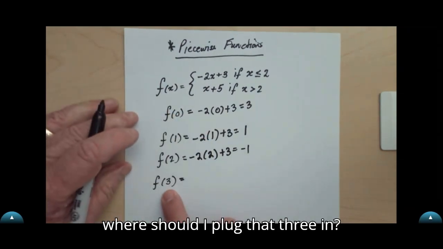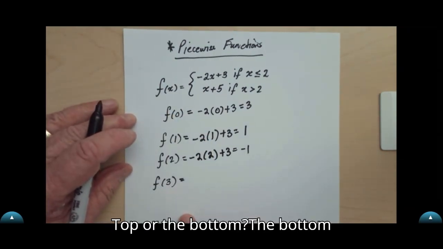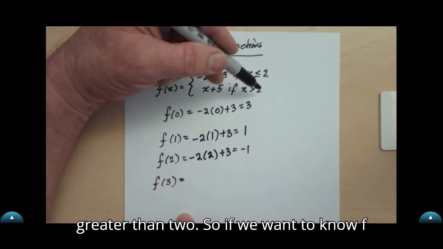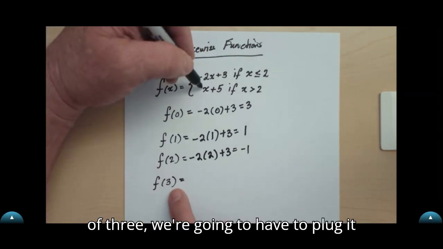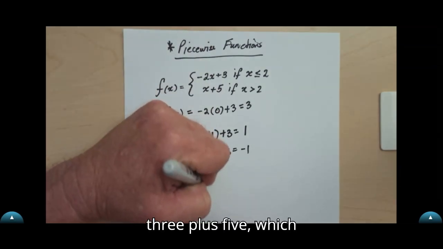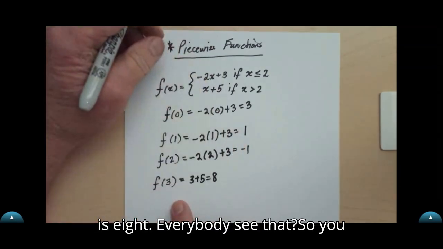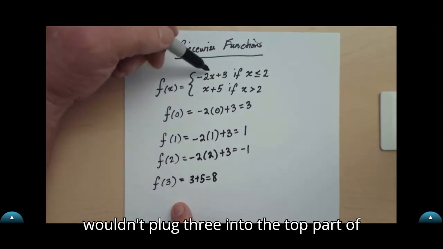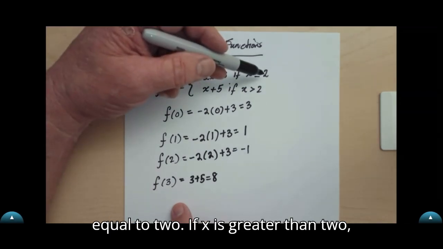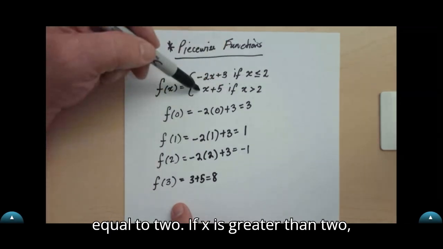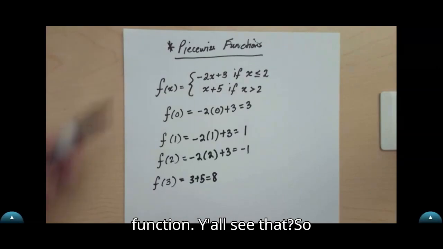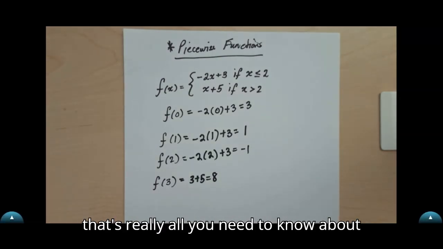F of 3, where should I plug that 3 in? Top or the bottom? The bottom piece, of course, because 3 is greater than 2. So if we want to know f of 3, we're going to have to plug it into this bottom piece where we'll have 3 plus 5, which is 8. Everybody see that? So you wouldn't plug 3 into the top part of the function, because you only use that if your x value is less than or equal to 2. If x is greater than 2, you need to use this bottom piece of the function. Y'all see that? So those are called piecewise functions, and that's really all you need to know about them.